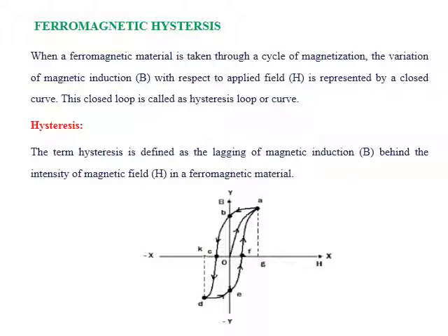So this complete cycle of magnetization and demagnetization is represented by this curve, and this curve is called the hysteresis curve. At points B, C, E and F, what we are observing is that the magnetic induction is lagging behind the externally applied magnetic field intensity, and this is represented as hysteresis. And the area inside the closed loop always represents the energy loss due to the magnetization process in the material.